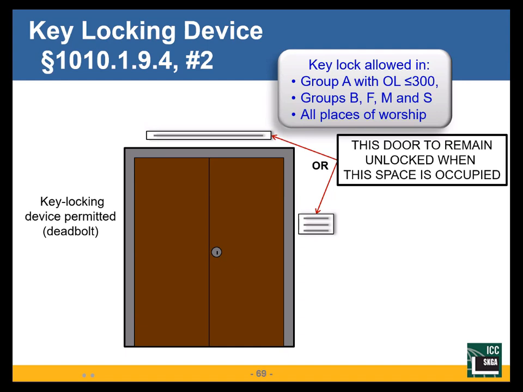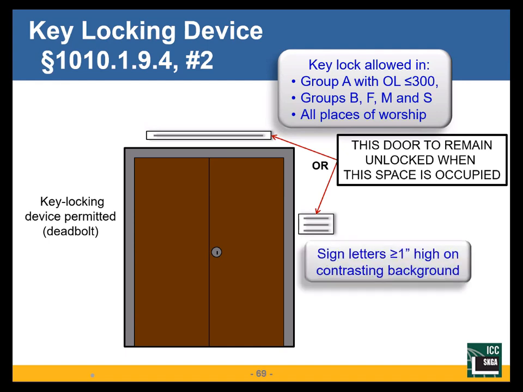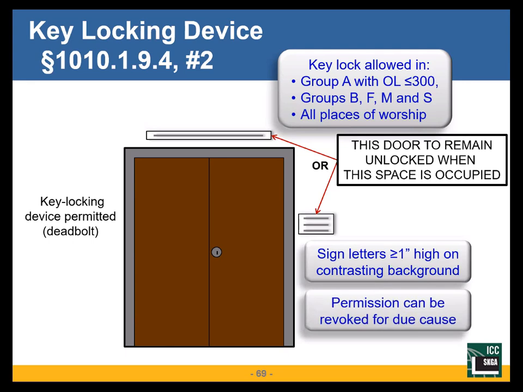To allow this, it has to be a key operated deadbolt, no thumb turn. Key from both sides, or key only from the outside, that's okay. Or key only from the inside, but no thumb turn. I have to have a sign placed either above or adjacent: door to remain unlocked when the space is occupied. The sign has to be at least 1 inch high letters.